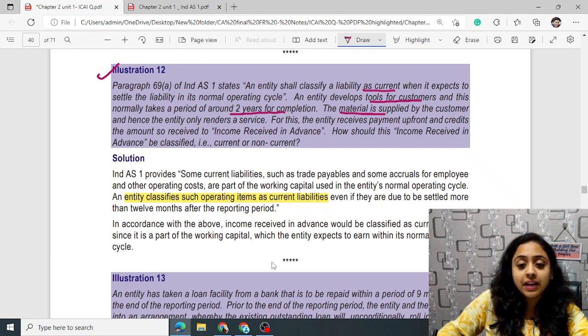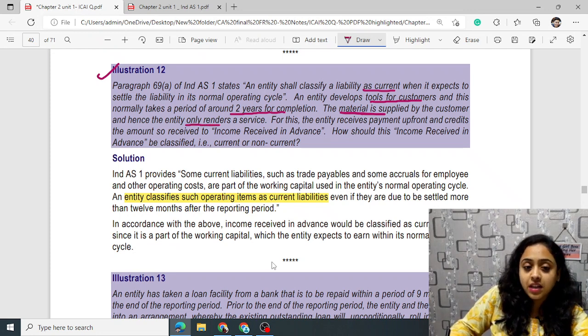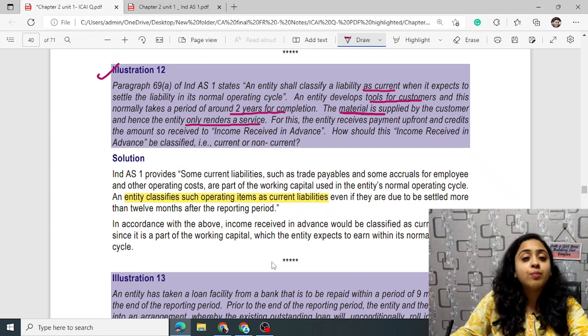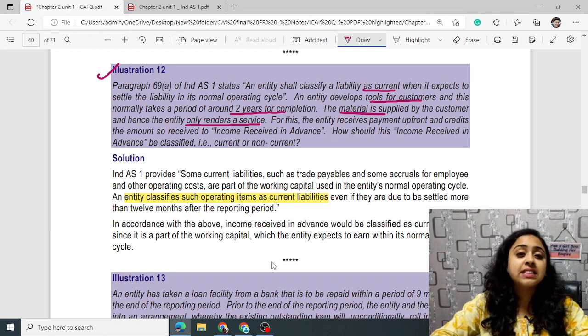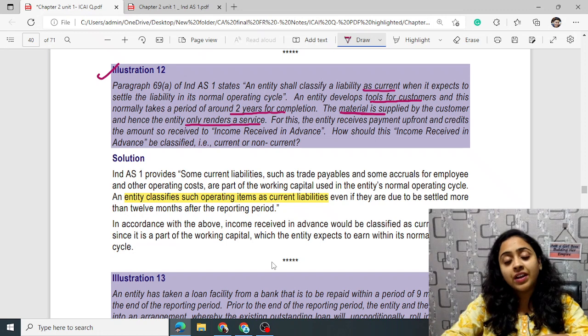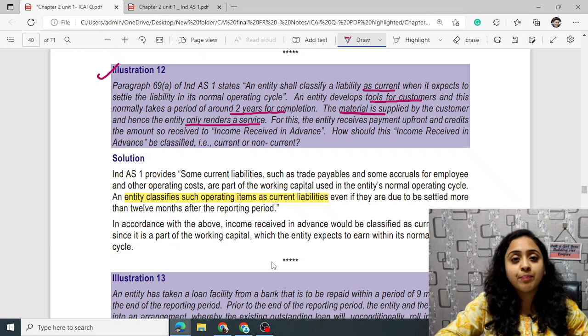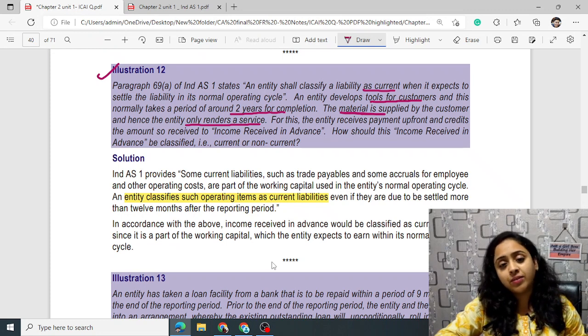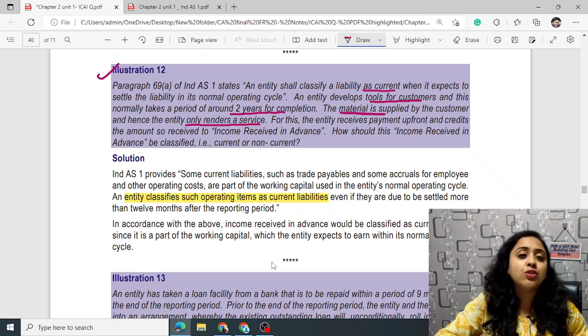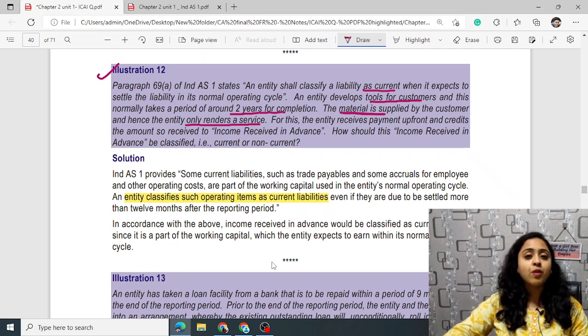The material is supplied by the customer and hence the entity only renders a service. The tools are provided by the customer. What is this? This is like a job work, when a customer is providing their resources and asking for some service to be done. For example, you have a cloth and you give it to some third party and ask them to get it painted, dyed, printed, or cut, anything. You can ask for any sort of service on your own material. This is a type of job work, okay.